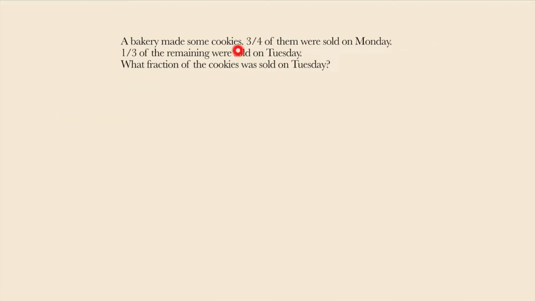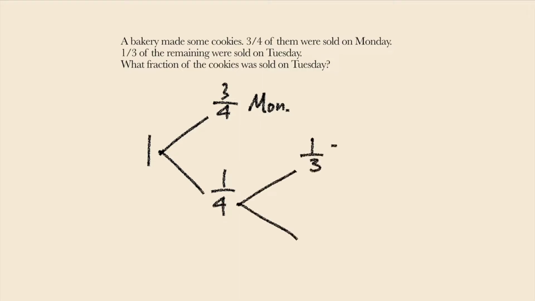The bakery made some cookies. 3/4 of them were sold on Monday. 1/3 of the remaining were sold on Tuesday. So 3/4 on Monday. The other branch has to be 1/4. 1/3 of this remainder was sold on Tuesday. The other branch, because 1/3 is up there, 2/3 has to go down there.